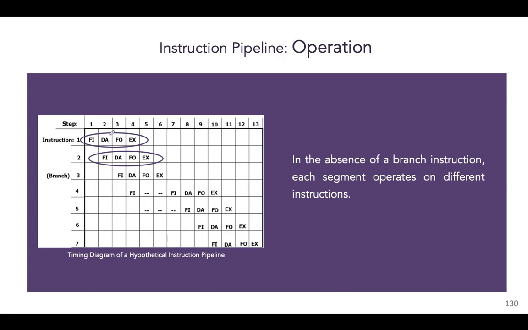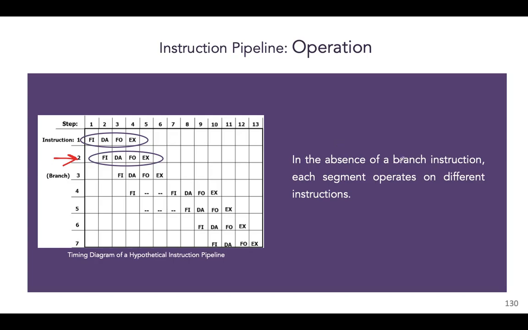Now this instruction has moved on to segment 2. Another thing that happens when step 2 occurs is the next instruction in line is fetched, right? Instruction 2 is now fetched when the second clock pulse occurs. When the third clock pulse occurs, the first instruction, which was in DA phase, now moves to FO phase, which is where operands are fetched. Instruction 2, which was in FI segment, now moves on to the next one, which is decoding and effective address computation phase, and so on.